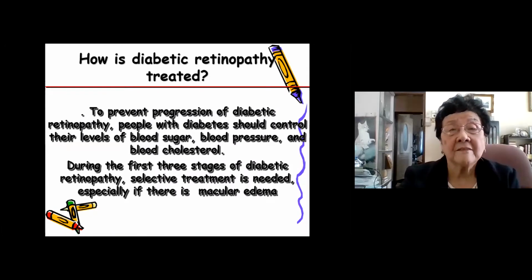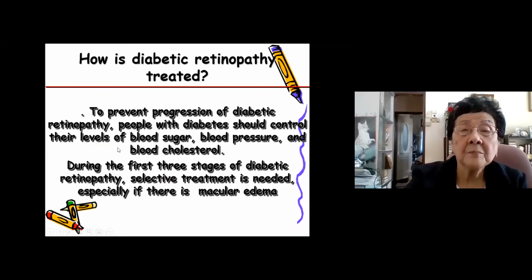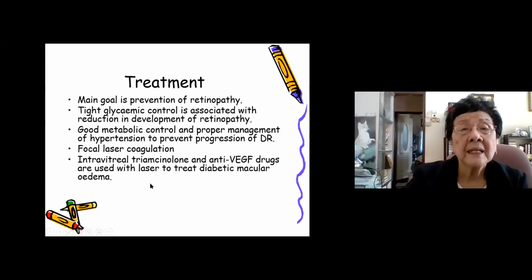How is it treated? So most important and high on the list, people with diabetes should see that the levels of blood sugar, blood pressure, and blood cholesterol should all be optimized and treated properly. During the first 3 stages of diabetic retinopathy, we can do selective treatment with laser if it's necessary. And the main goal is to prevent retinopathy. Therefore, there must be tight glycemic control associated with reduction in development of retinopathy, and good metabolic control and proper management of hypertension to prevent progression of diabetes.